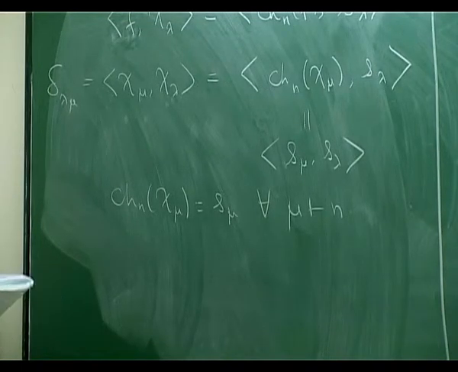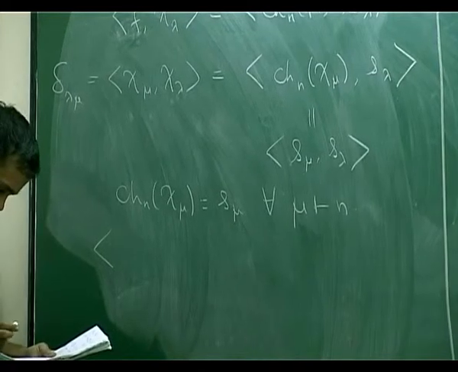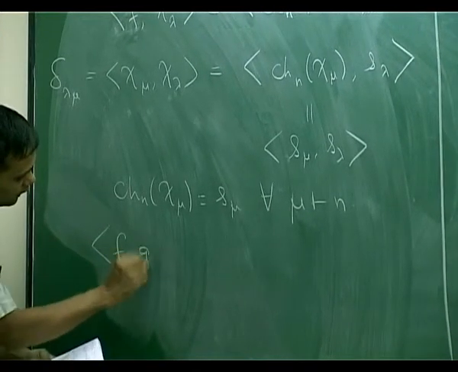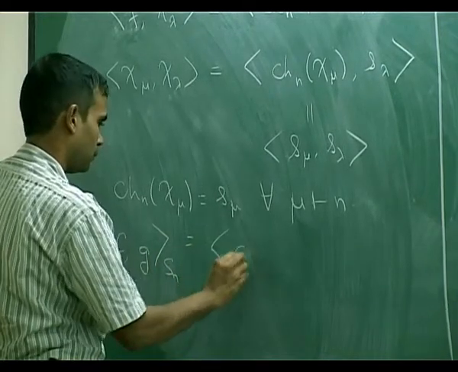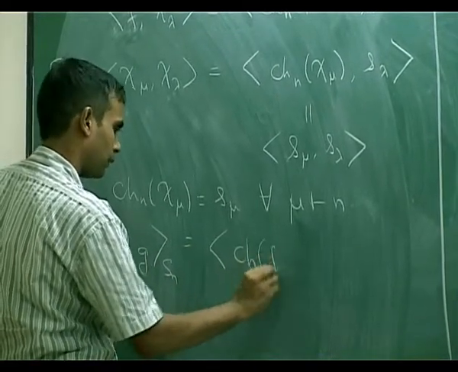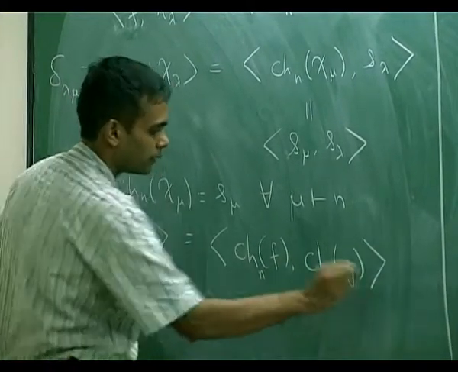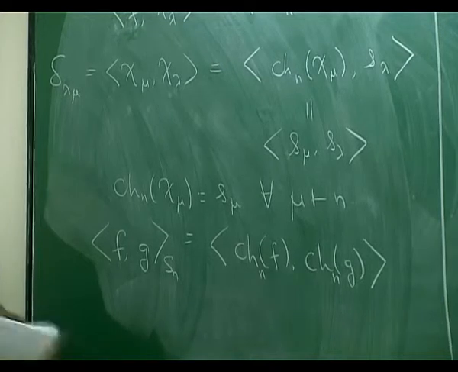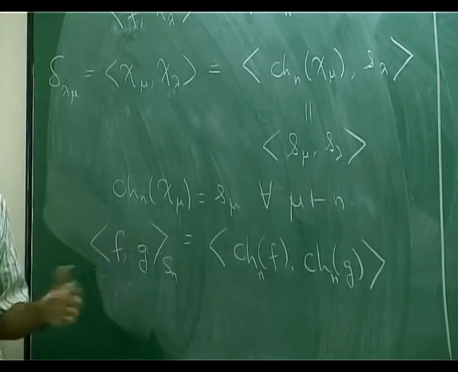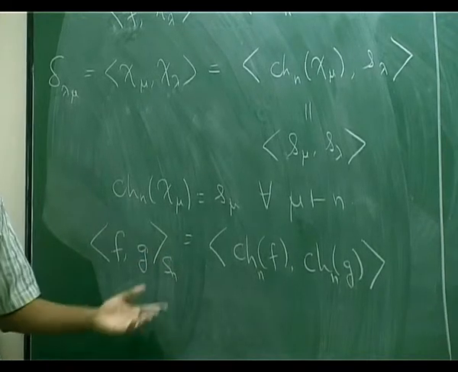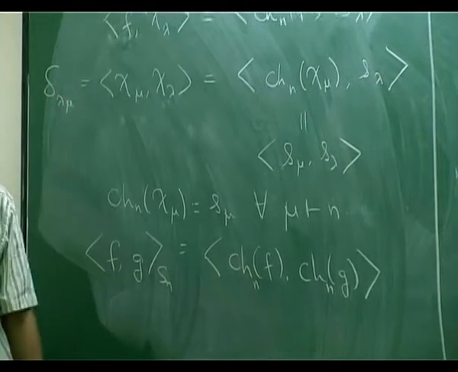And of course the other thing you get is that if you take f, g in Sn, then this is equal to the inner product of the characteristic functions of f and g. It's an isometry, so to speak. Just because this is true for irreducible characters chi lambda, chi mu, by bilinearity it's true for every function. So you can see that it's an isometry from this space to this space.